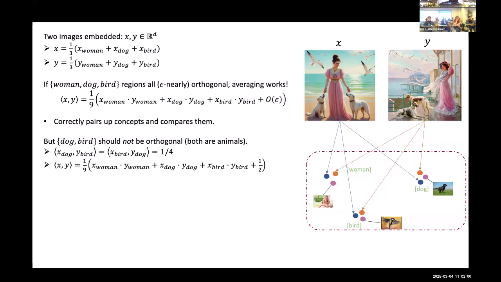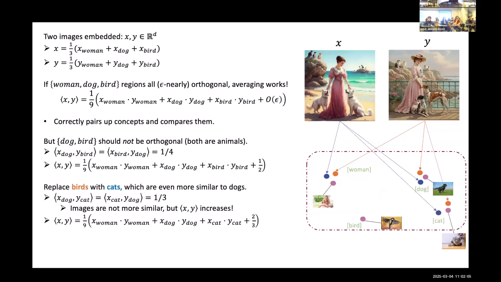Now, I'm going to do something totally silly. I'm going to replace the birds in the background with cats, with the magic of Gen AI. So now it's a very similar picture, but I have a woman, I have these two dogs, and now I have cats in the background instead of birds. So I haven't changed in some sense how similar these images are. I just now need to compare the cats together instead of birds. But notice that because I've replaced the birds with cats, now I have interference between the cat vectors and the dog vectors. And most folks would say that the cats are even more similar to dogs.